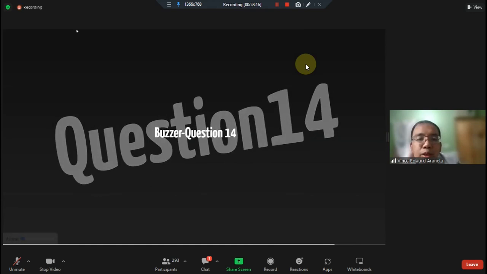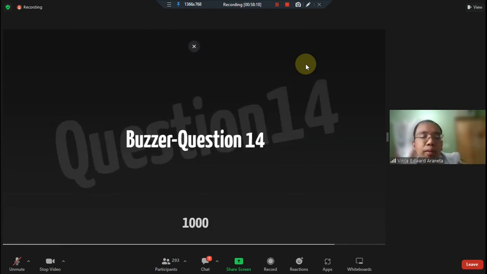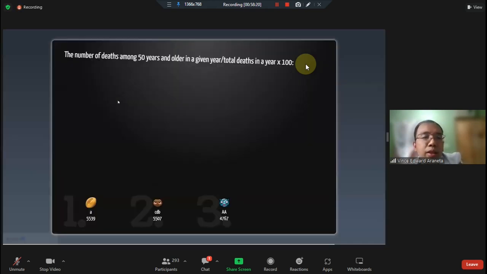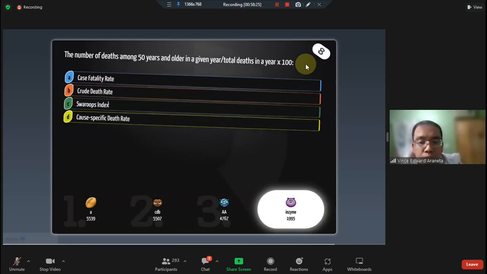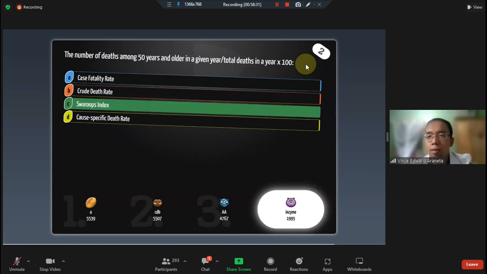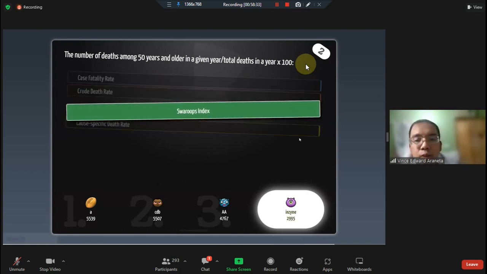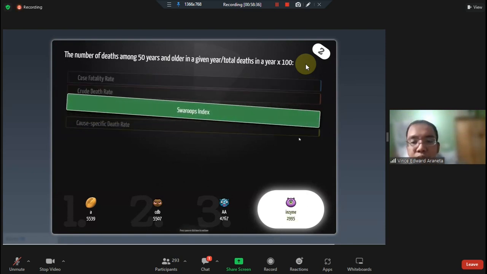And 14, a buzzer question. The number of deaths among 50 years and older in a given year divided by the total deaths in a year times 100. What is this measure? Yes, it's Swaroop's index. Good.